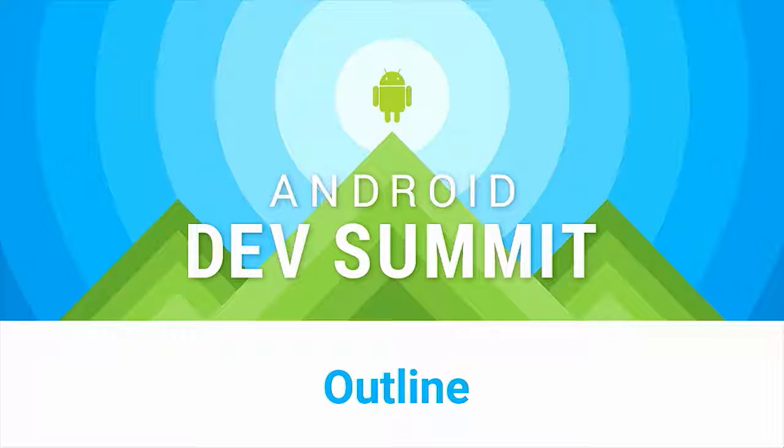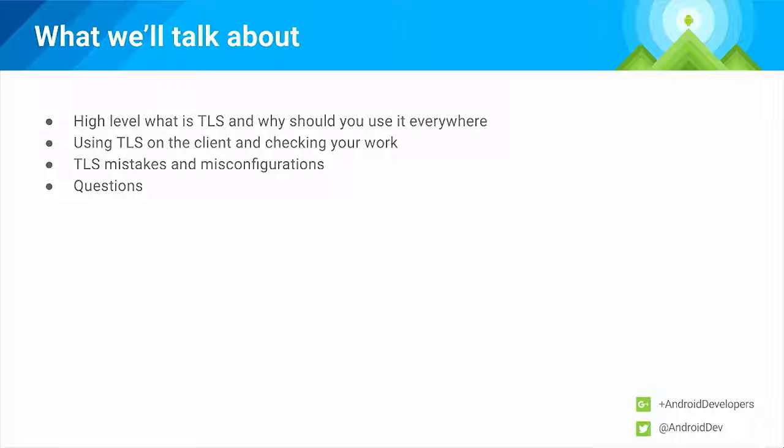OK, so what am I going to talk to you about? First of all, the very, very high level, like what is TLS and why you should use it for all your traffic, period, everywhere. Then I'm going to talk about what you actually have to do to use it on the client, and the harder part of actually checking your work, making sure that you're using it. And then finally, we're going to get to my personal favorite part about various mistakes and misconfigurations we've seen, why they happen, why you shouldn't do them, what you should do instead, and finally, some time for questions and answers.